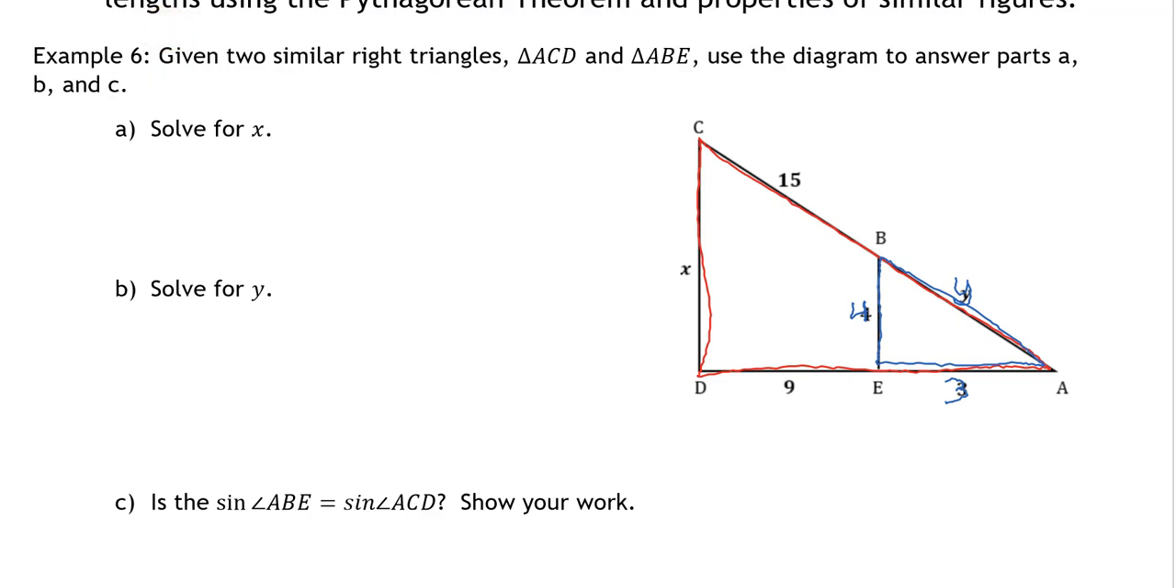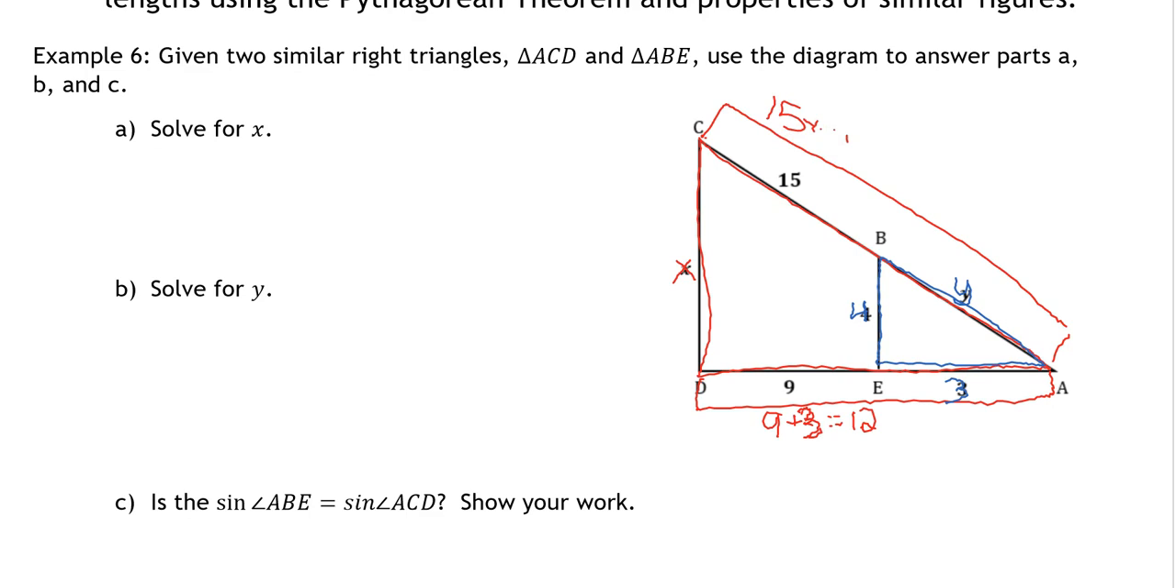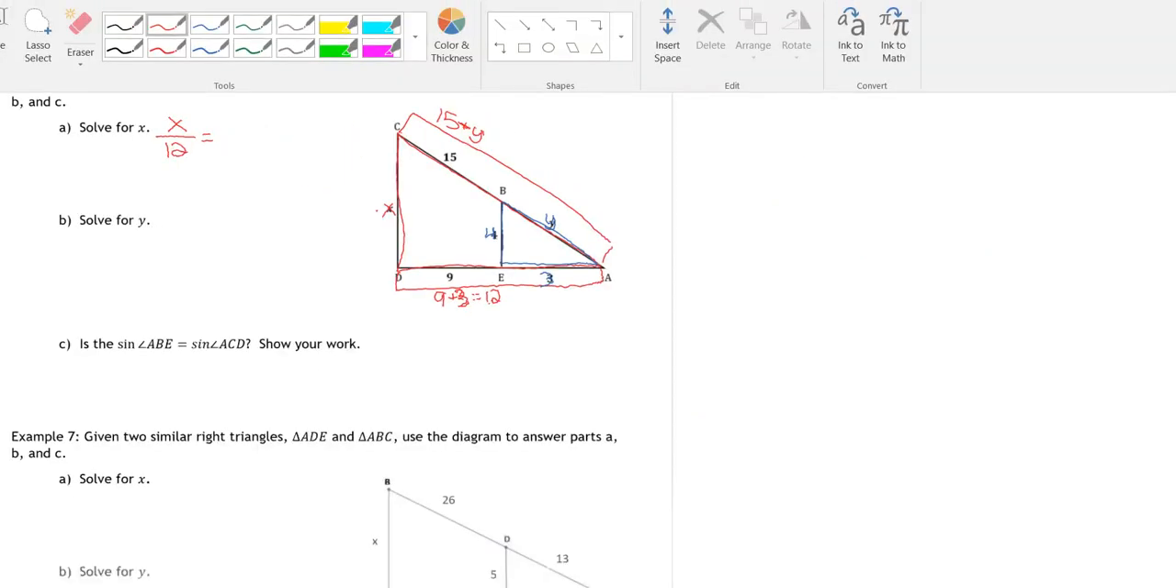For the red triangle, if I go from A all the way to D, I have 9 plus 3, which equals 12. This side is X. And then I have 15 plus Y. I don't know what this side is either. Okay. So I'm going to start by solving for X. So I'm going to do X over 12 equals, right, that's my red triangle.